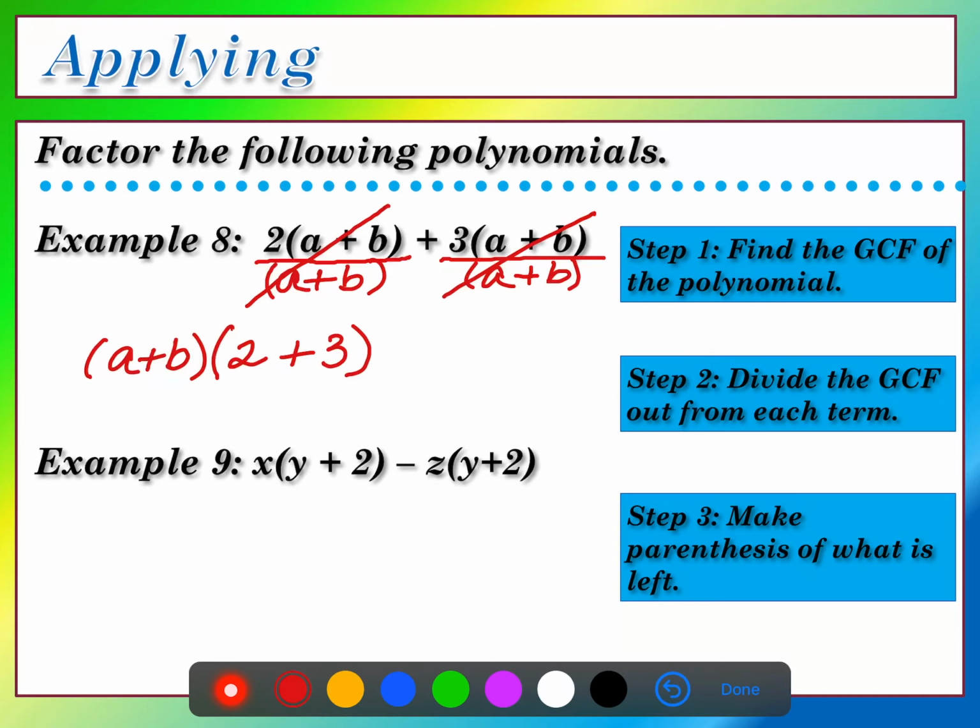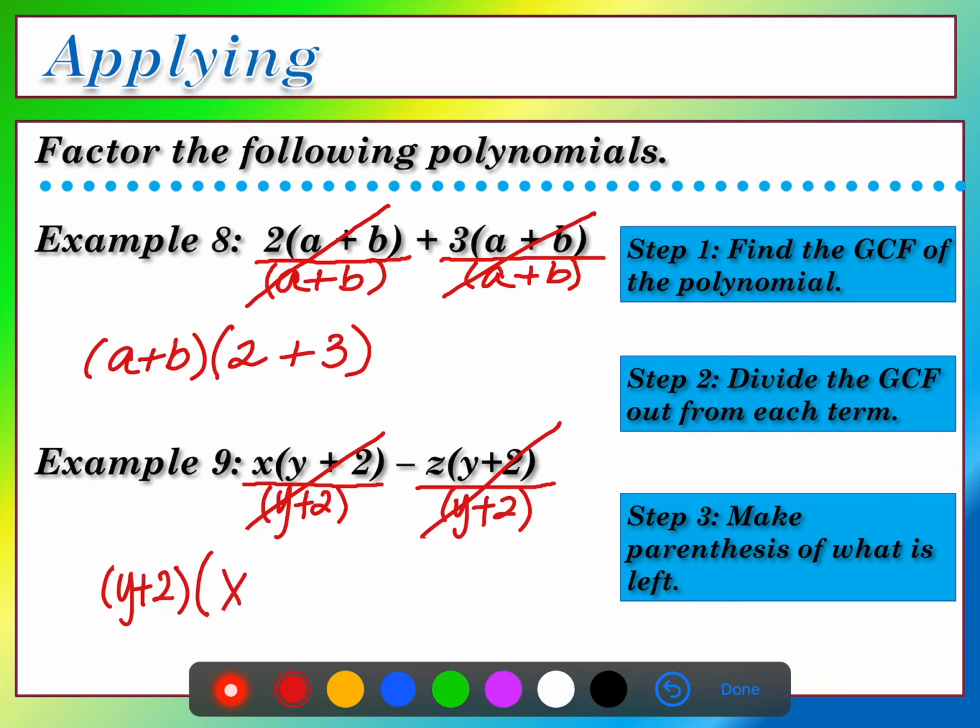So doing this again in our last example, okay, remember x times y plus 2 and z times y plus 2. These are two separate terms. And they each have in common this parenthesis value, y plus 2. So a parenthesis could be a GCF. I could take that out from each one, divide it away, and we're left with x minus z inside the parenthesis.